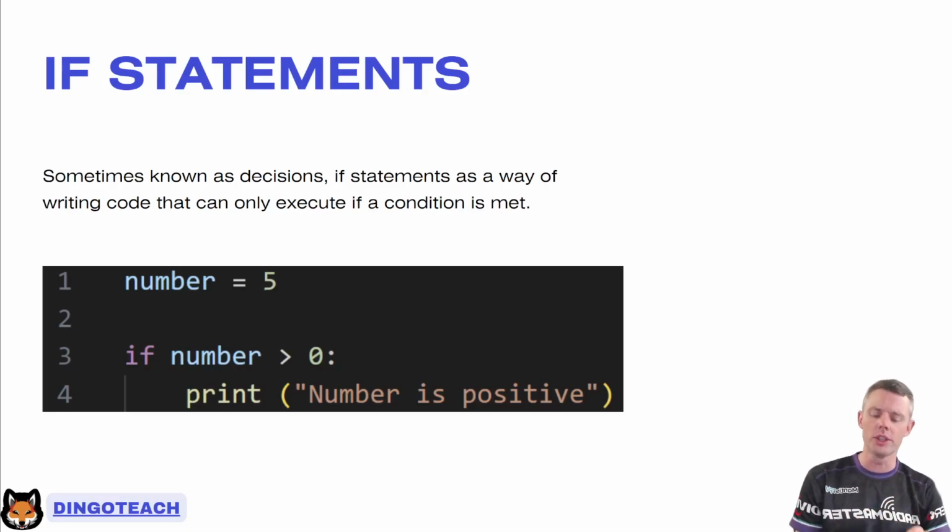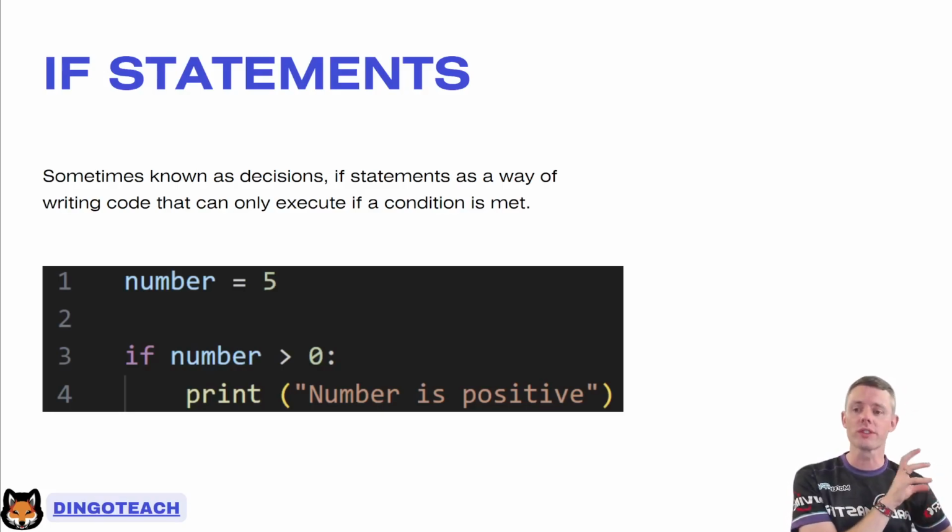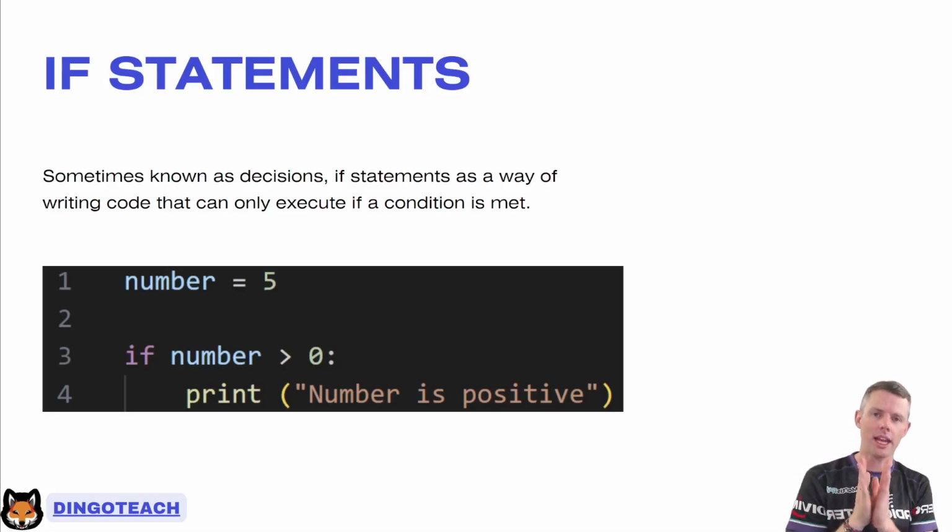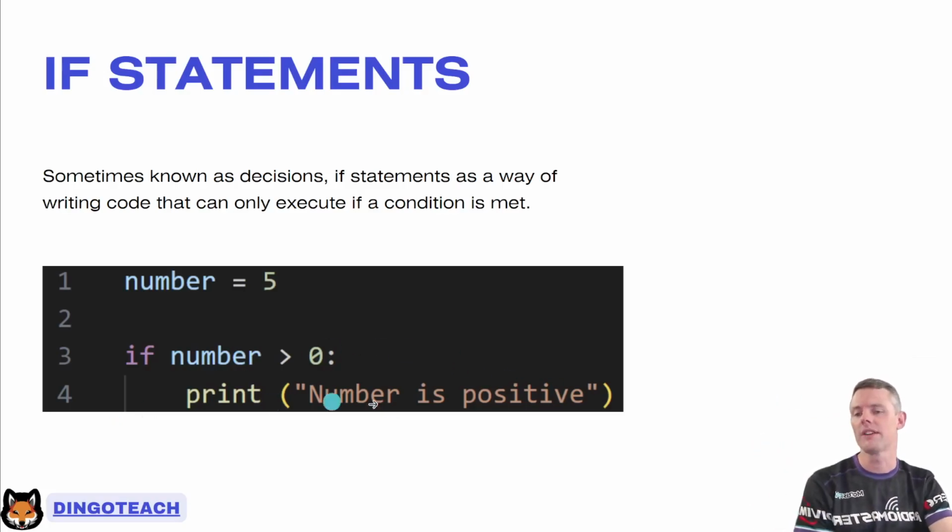An if statement, sometimes known as a decision or a selection, is a way of asking a question in your code and executing blocks of code based on if the condition was true or false. Now, that was a fairly chunky long sentence. Look at this example over here on my left-hand side.